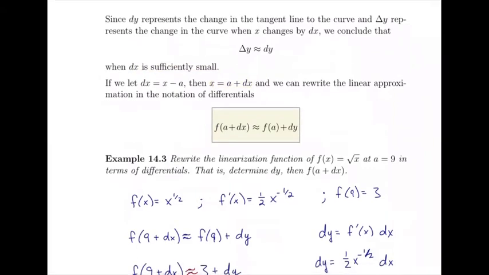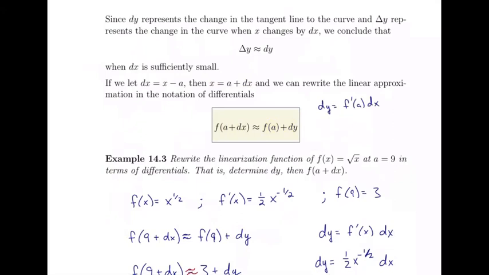Okay, so f of a plus dx is f of x, based on this equation. And then we've got that that's approximately equal to f of a plus dy. That's because dy is f prime of a times x minus a, right? And that is all from our linearization function. dy, based on an a here, is f prime of a times delta x, right?